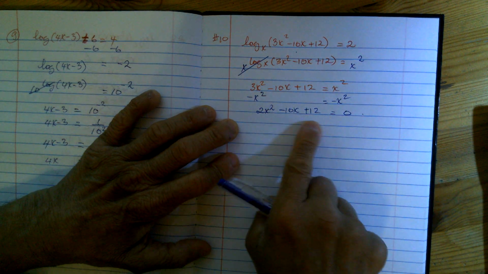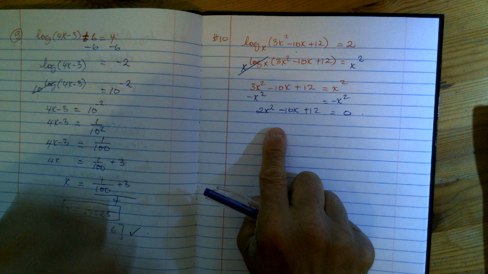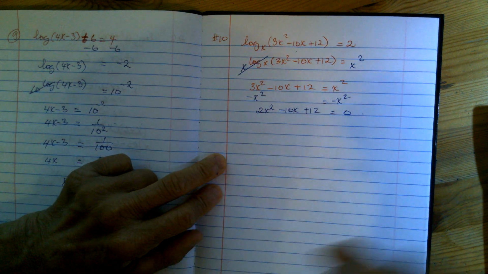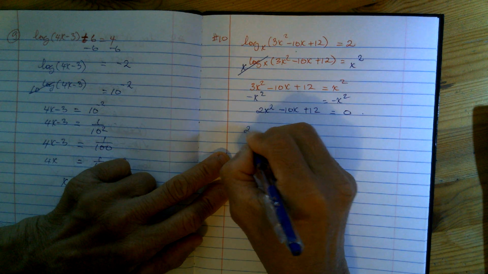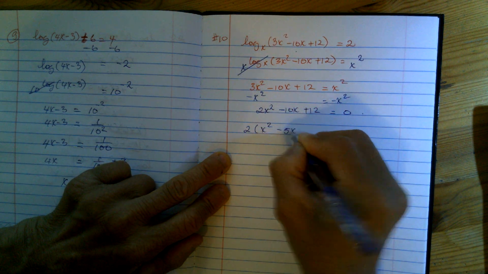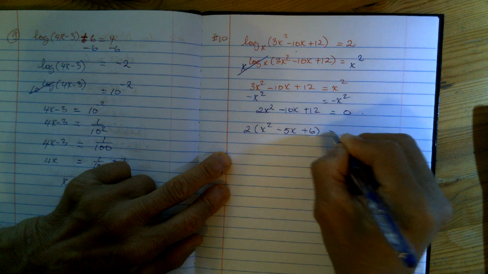We look at this quadratic equation. Can we factor out a 2? Make it smaller, easy to do. Yes, we can. So we're going to factor out a 2. That gives us 5x plus 6 equals 0.